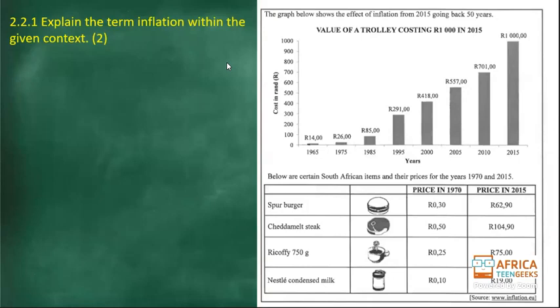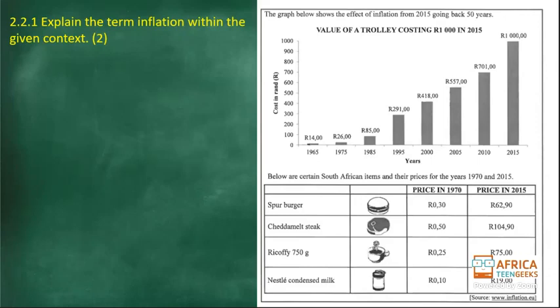Another one is inflation refers to the yearly rate at which the price of goods and services increases. Also, it's the change of food from one year to the next. Then the last one here is it refers to the general increase in prices and the decrease in the purchasing power of money against a particular standard.